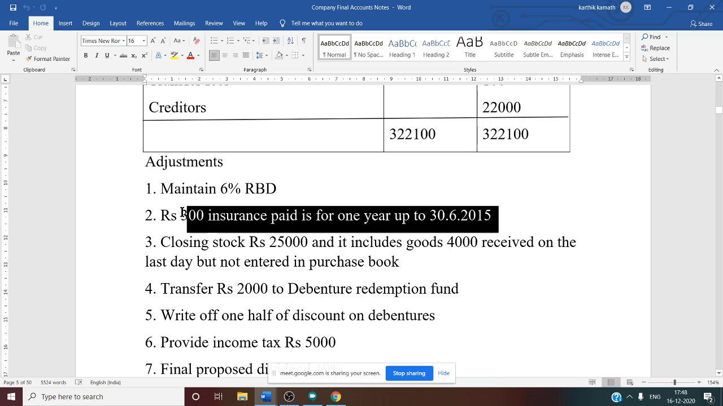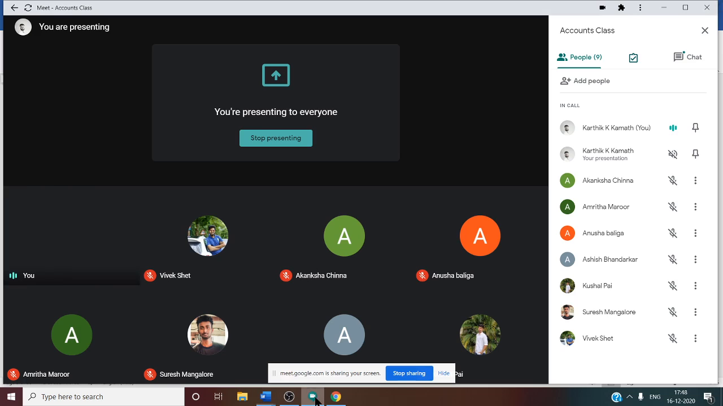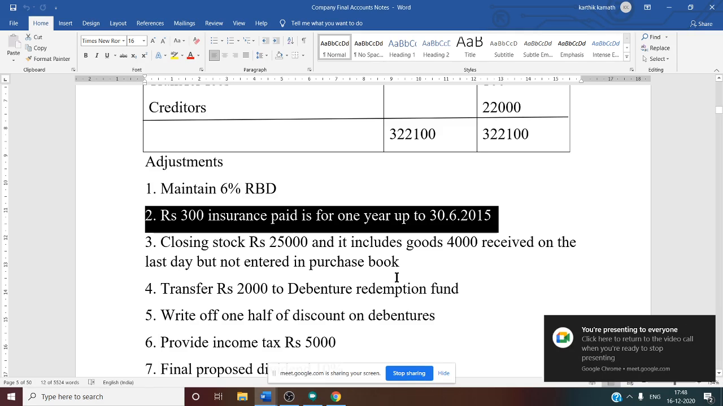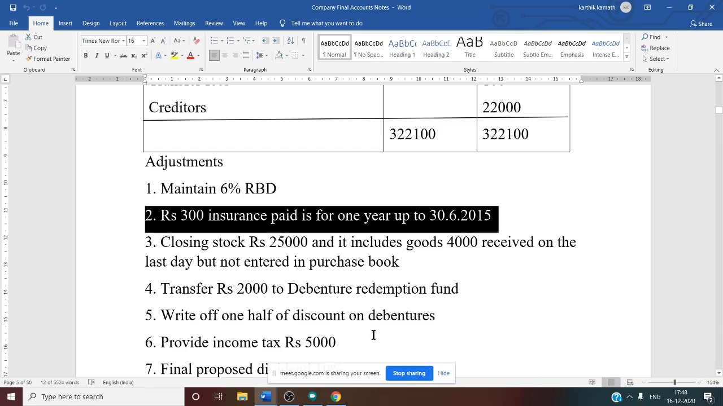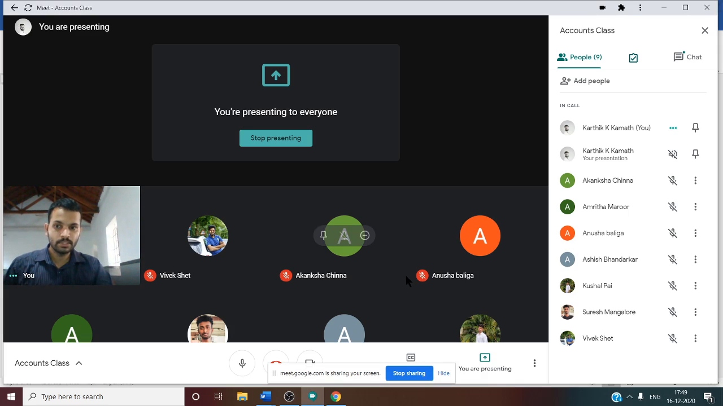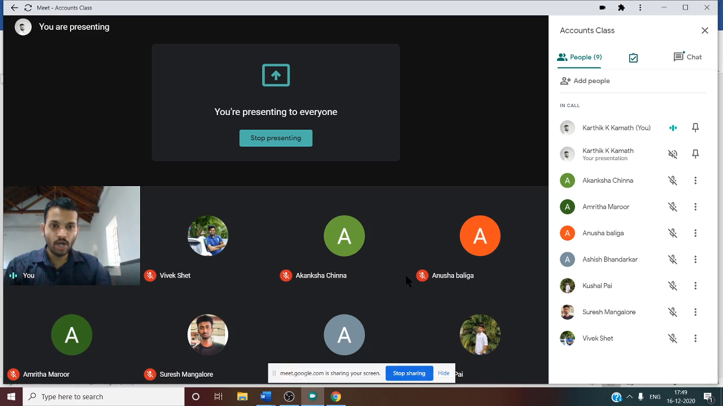Next thing, 300 insurance paid is for 1 year up to 30/6/2015. What do you mean by this? Can you tell the meaning of this sentence? What do you understand by this sentence? 300 paid, it seems, is up to 1 year, 30/6/2015. Whether it is outstanding or whether it is prepaid, an advance insurance paid. Why is it an advance? See, it is a prepaid insurance. The adjustment is regarding prepaid insurance.